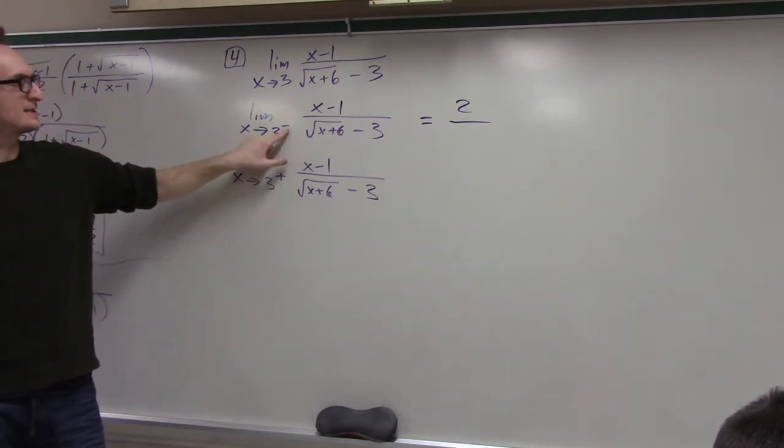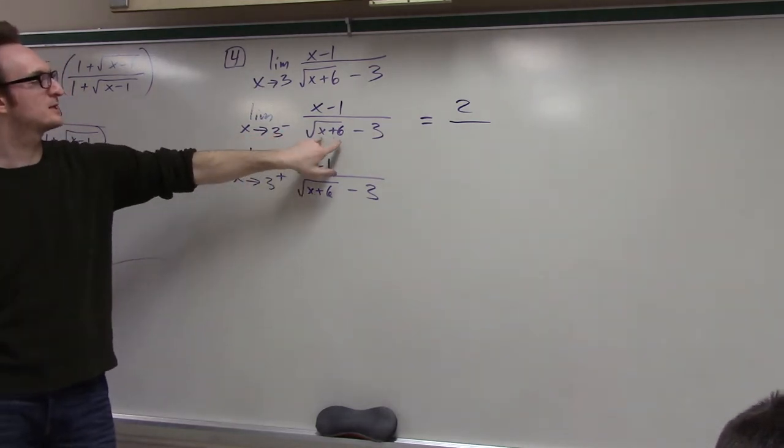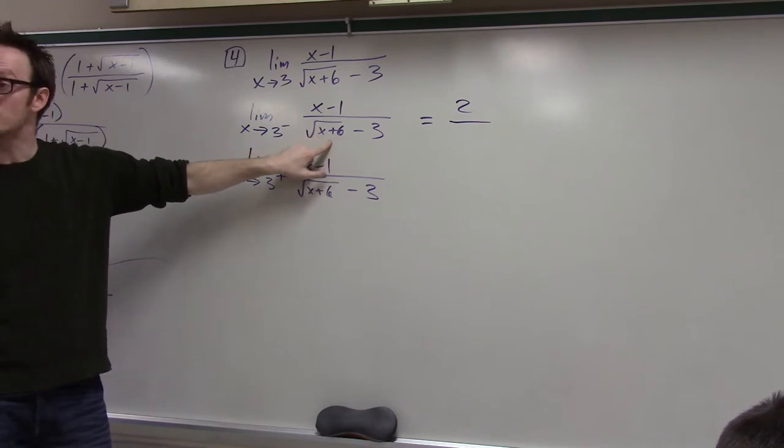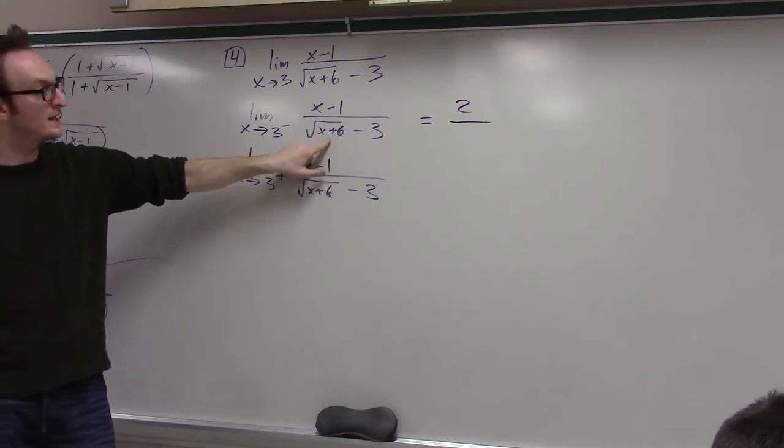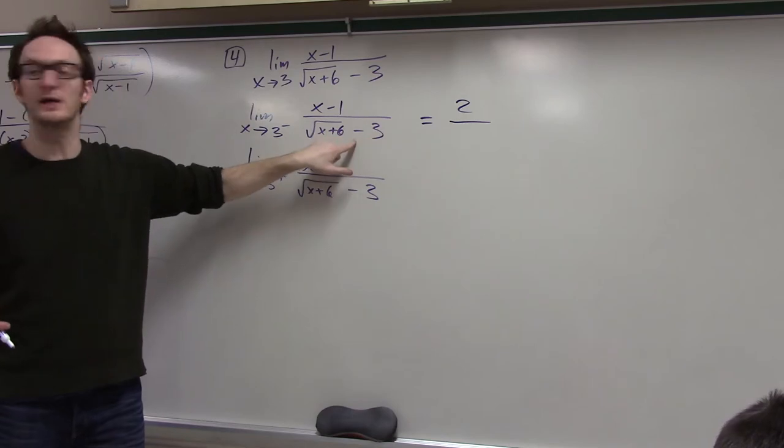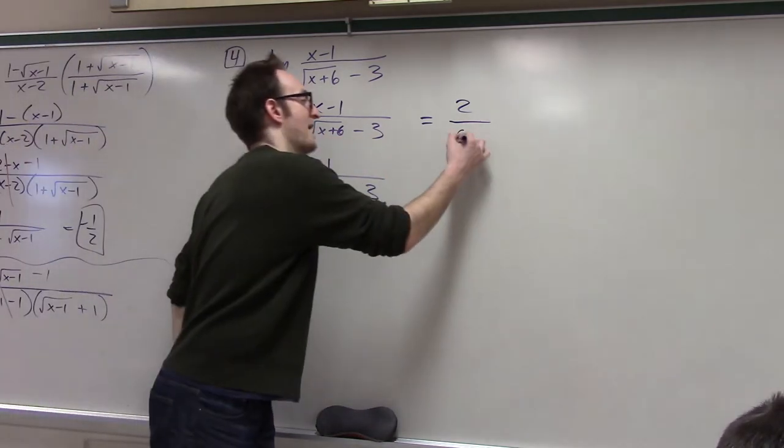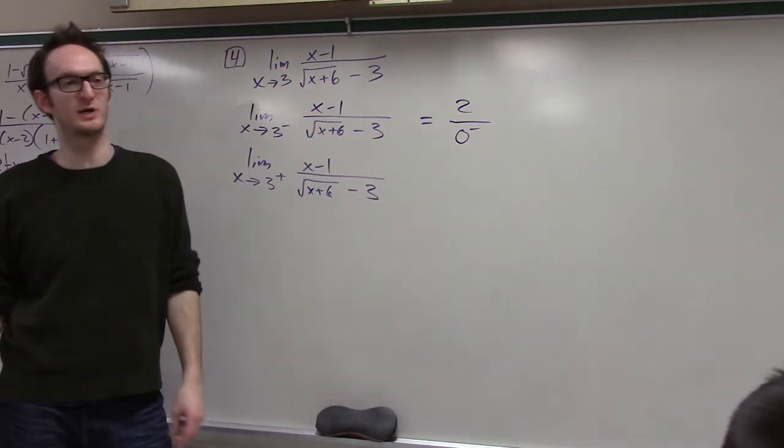Yeah. 3 minus. So if you plug in 3 minus, this is a little bit less than 9. So the square root of that is a little bit less than 3. A little bit less than 3 minus 3. Tiny negative. And what is 2 over a tiny negative number?